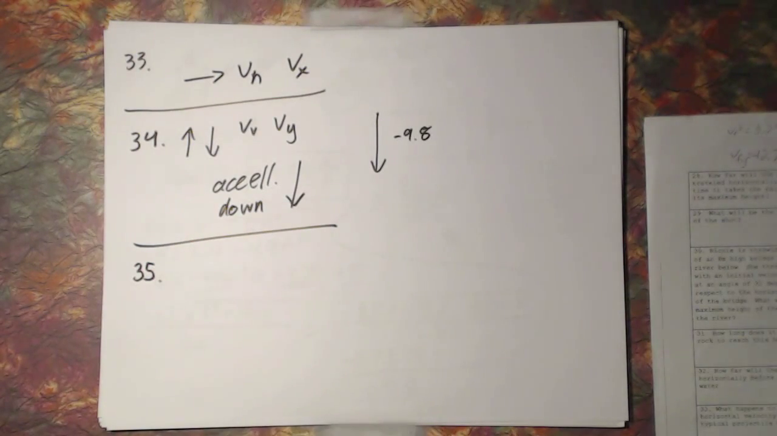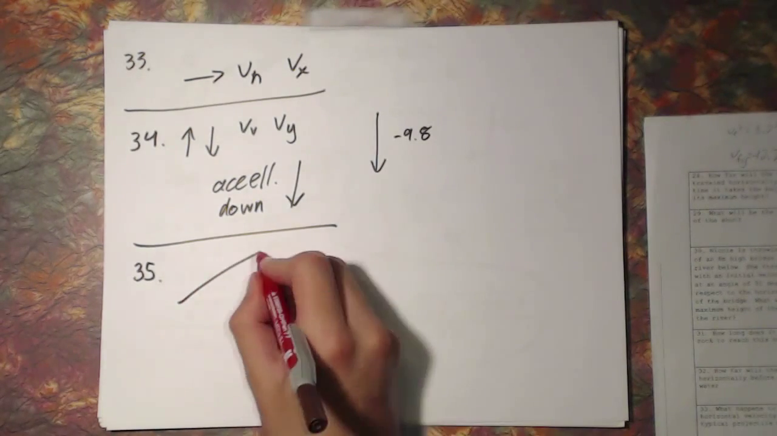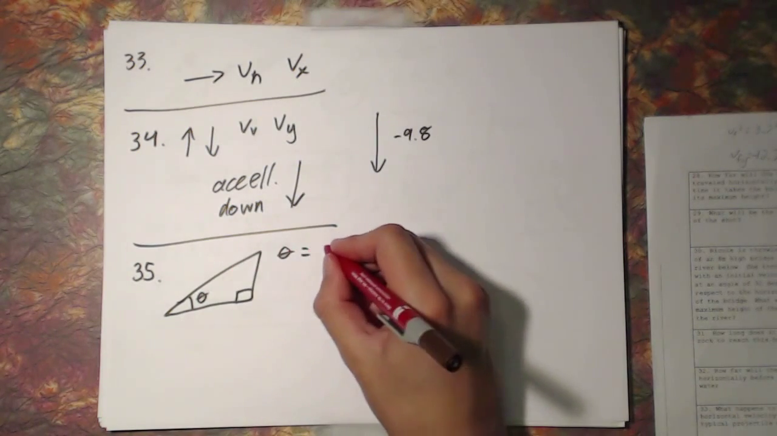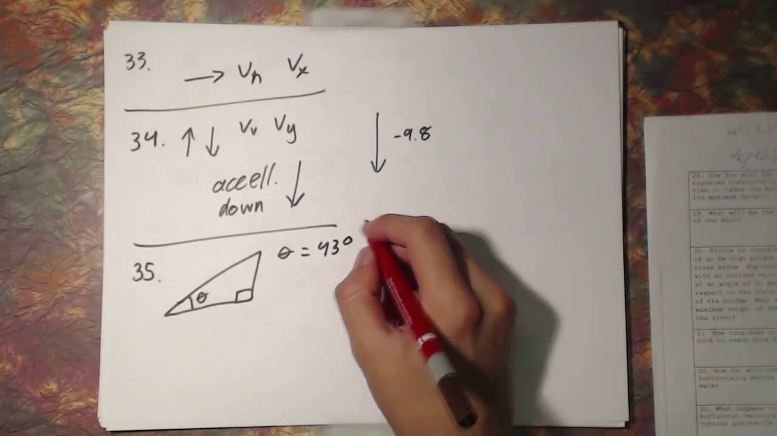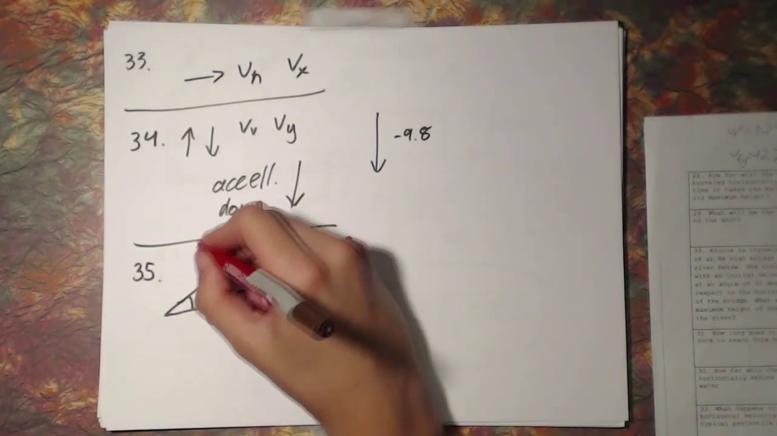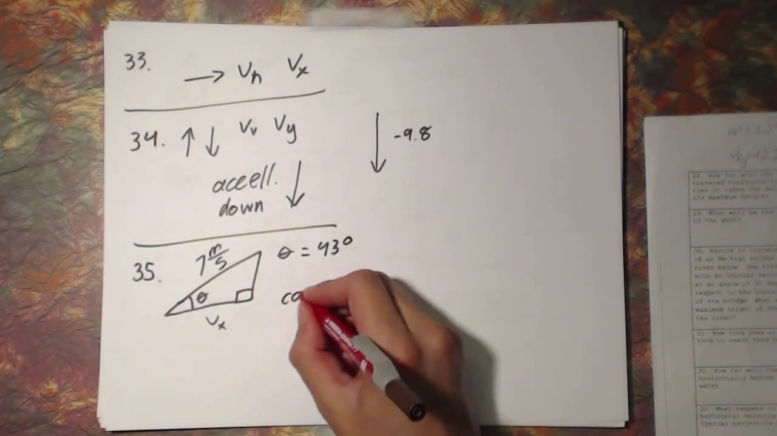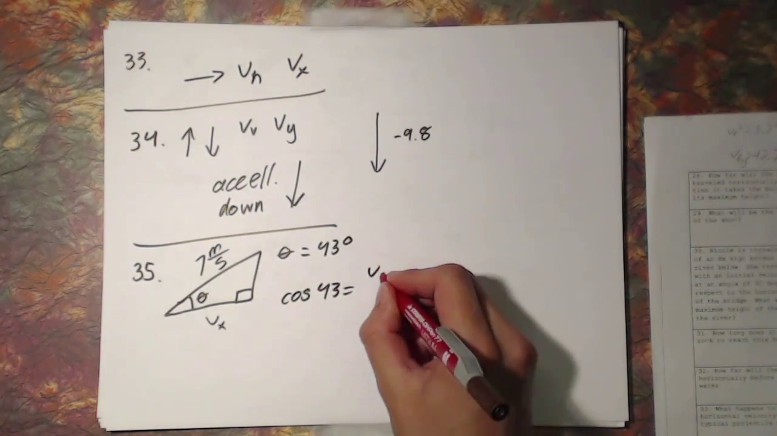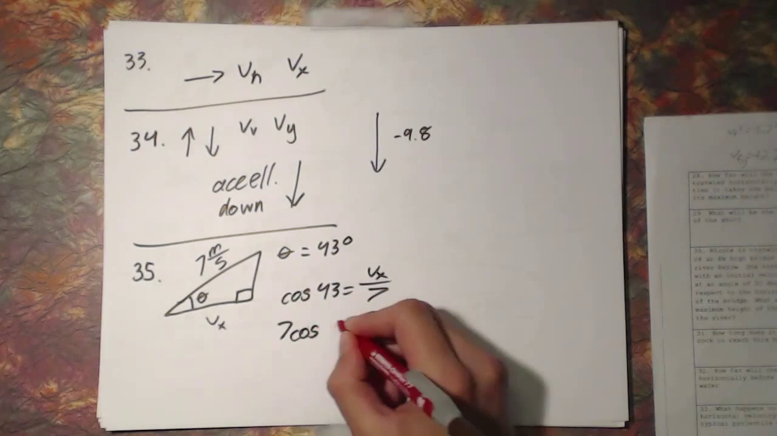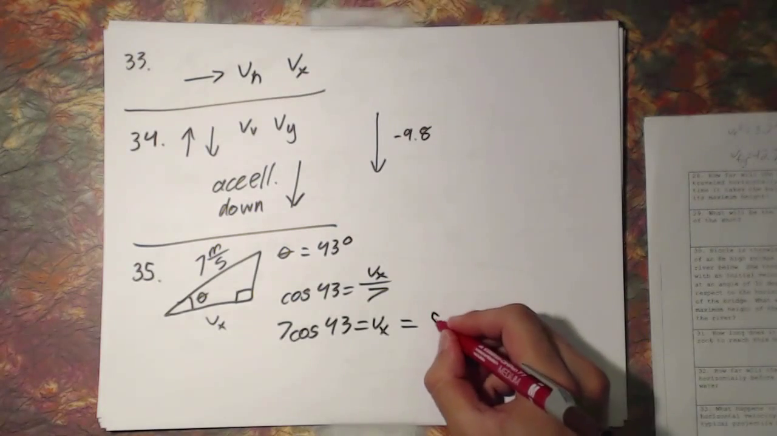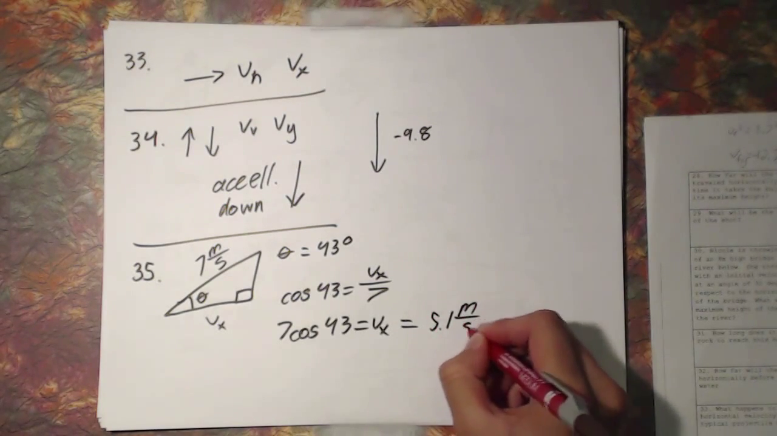Question 35 says, what is the initial horizontal velocity component of a projectile shot at an angle of 43 degrees with an initial velocity of 7 meters per second? So, trig time. Angle equals 43 degrees. And it wants the horizontal component, which is Vx, and this is 7. So what relates these three values? Cosine. Cosine 43 equals Vx over 7. 7 cosine 43 equals Vx. Plug it into your calculator and you get 5.1 meters per second.